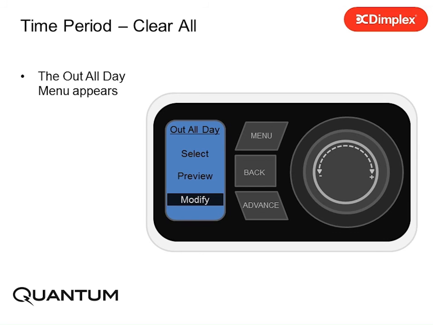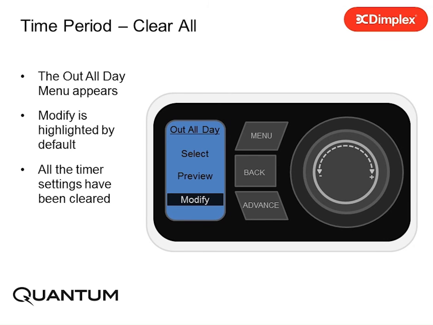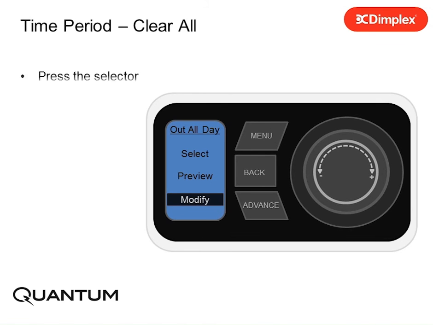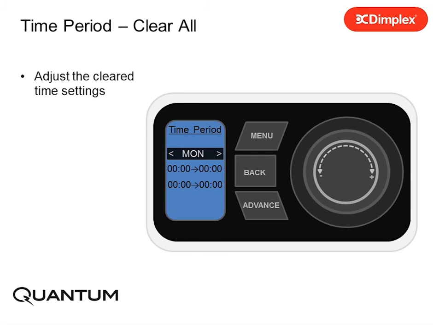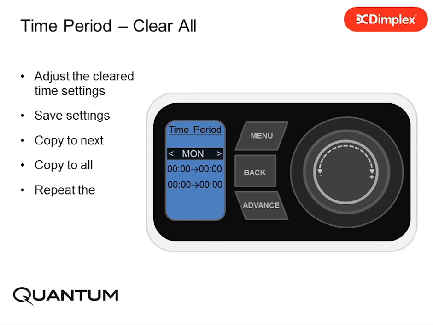The Out All Day menu appears. Modify is highlighted by default. Time settings have been cleared. Press the selector dial to access the Modify Time Period menu again. Adjust the cleared time settings. Save the settings and copy to next, and then copy to all. And repeat the process until every day has the required settings.